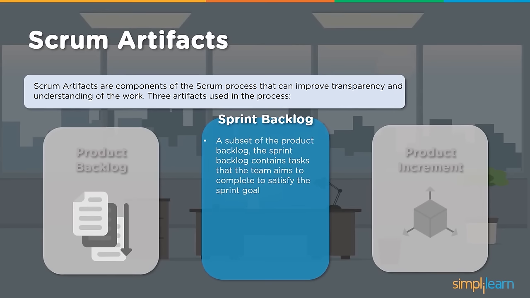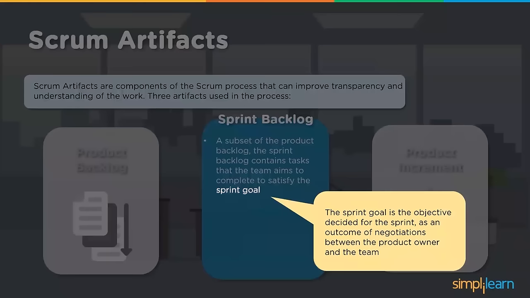The sprint backlog contains the tasks the team aims to complete to satisfy the sprint goal. So what is that sprint goal? Each of those time-boxed iterations will have a specific objective to accomplish. The sprint goal is the objective decided for the sprint as an outcome of negotiation between the product owner and the team. What can be delivered, how long it takes to deliver, when it has to be delivered. The target may be given by the product owner, but is it feasible to complete it? There is some negotiation which happens there.